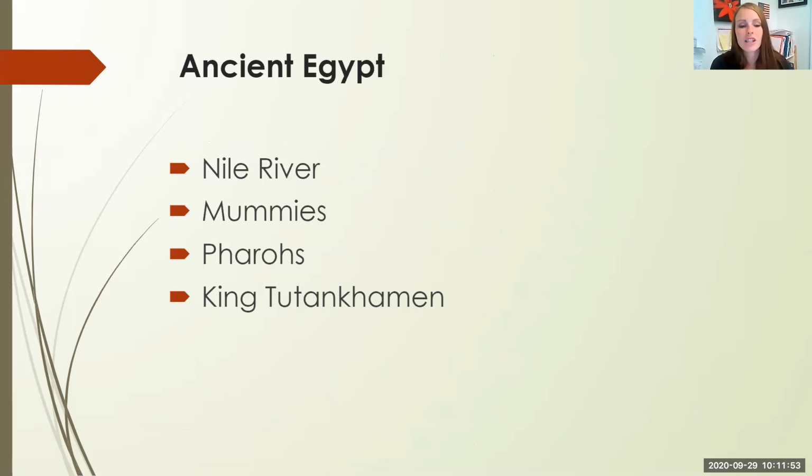So moving on to ancient Egypt now. It's built along the Nile River. They're known for their mummies and pharaohs and King Tutankhamun.